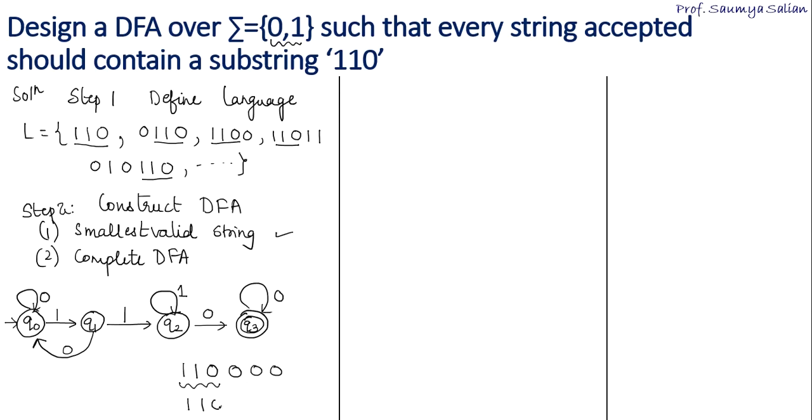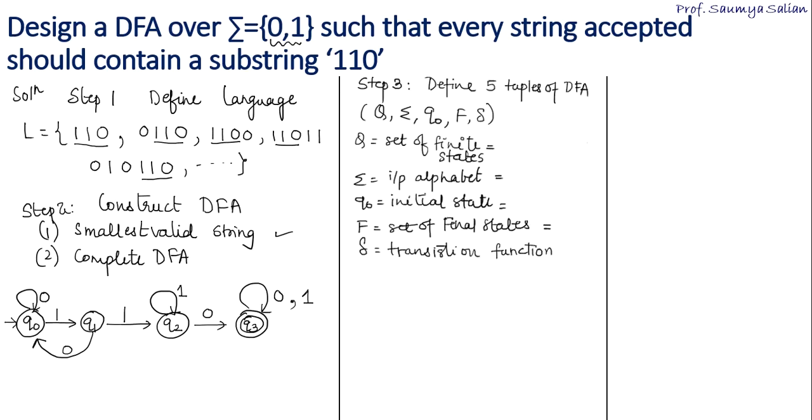Similarly, let's check for 1. So at the end, if I get a 1, does it matter? No, because already I have this substring 1, 1, 0. So even if I have multiple 1s, I'll put up this self loop for input 1 as well. Clear? So this is how you construct your DFA for the given question.